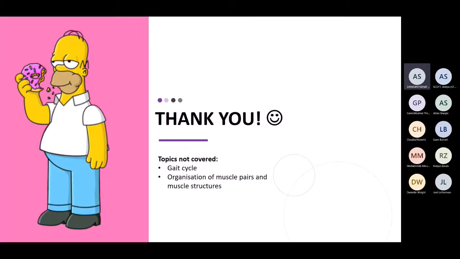So that's the end of the exercise physiology bit and the ankle. And just a couple of things which I didn't cover there is like the gait cycle and the organization of the muscle pairs and the muscle structure itself, which I just mentioned to look up as you go along. I have put some diagrams in there for your revision too.